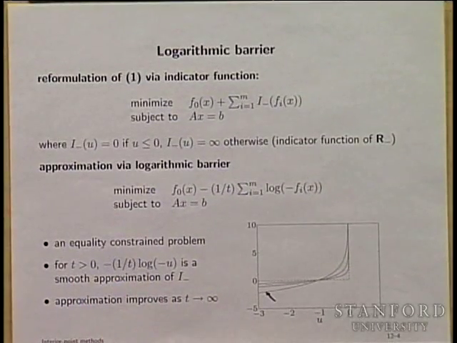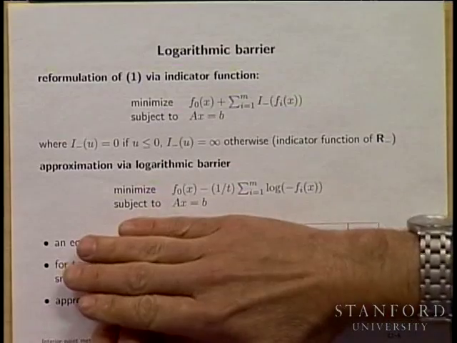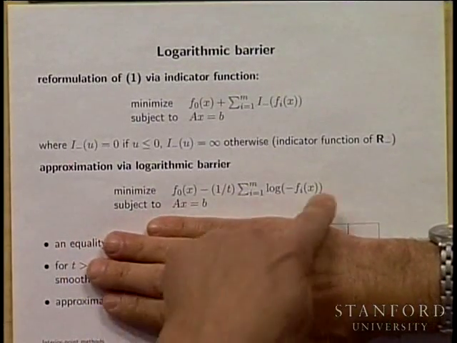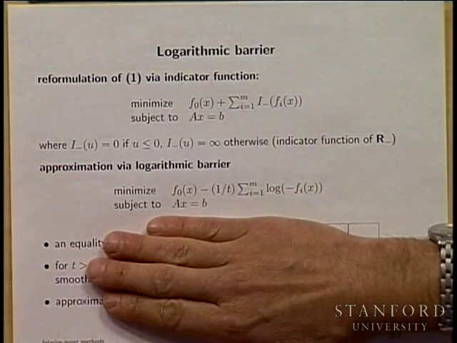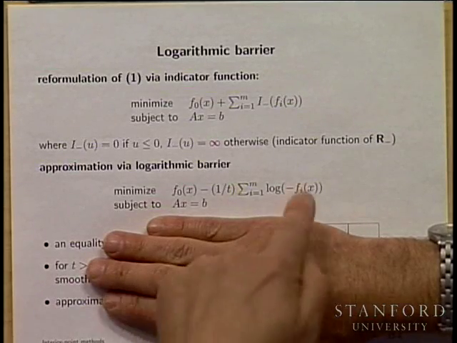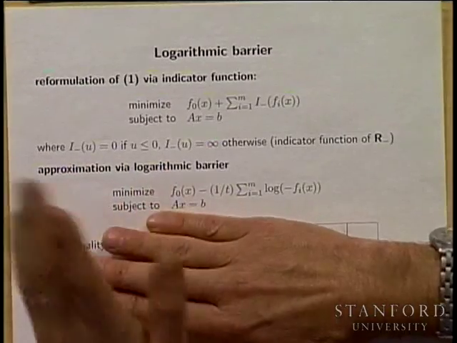So that's the idea, that we're going to solve this using Newton's method. By the way, there's nothing wrong with solving this with Newton's method. We know how to solve that. For any value of t, you have a strictly feasible point, and Newton's method will work perfectly on this. There's just no problem.